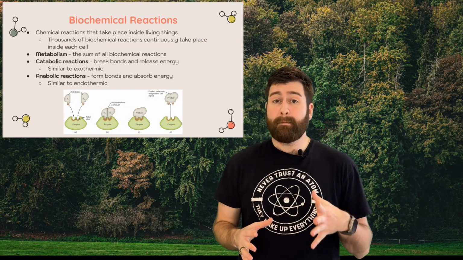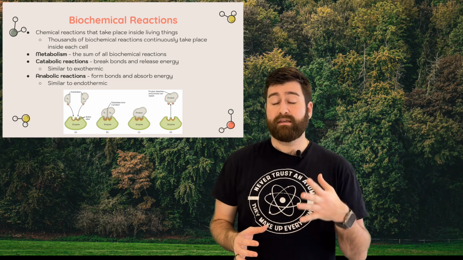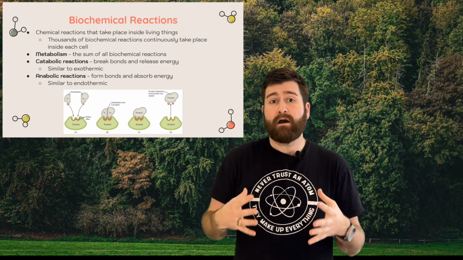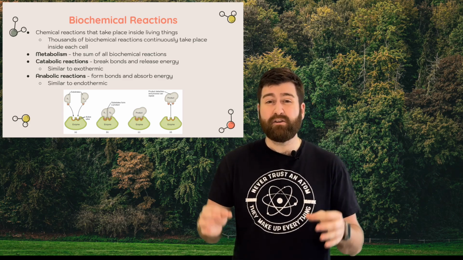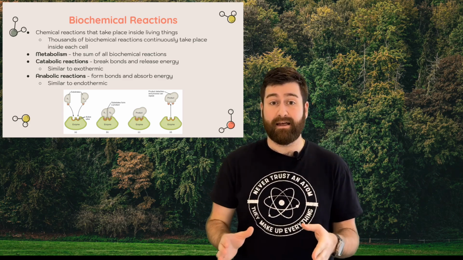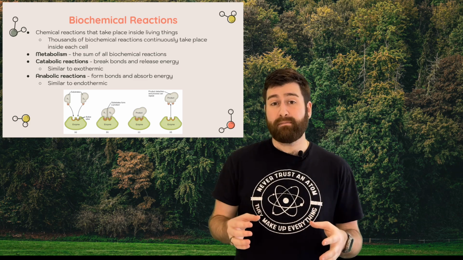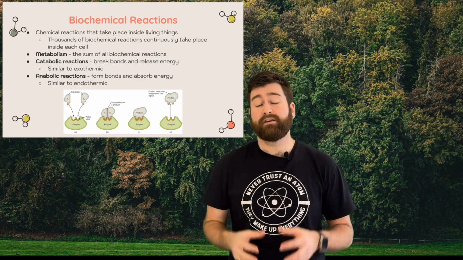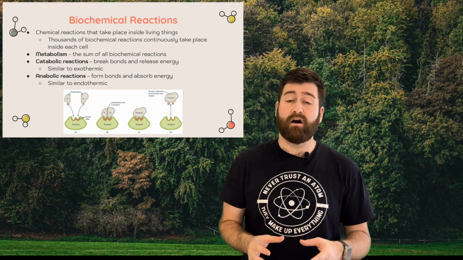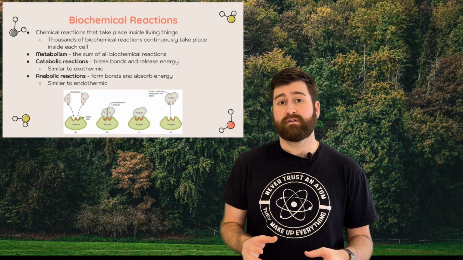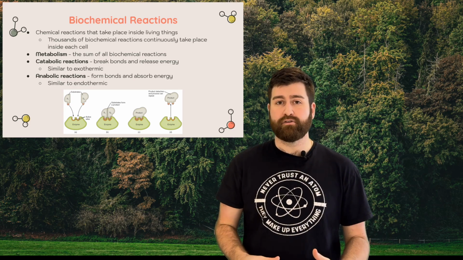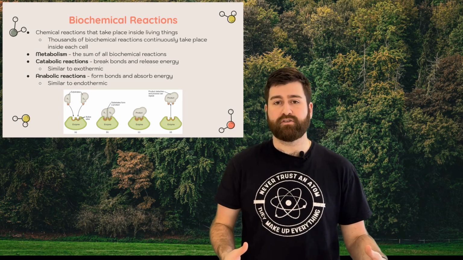All right, next up, biochemical reactions. These are chemical reactions that take place inside living things. And there are thousands of biochemical reactions continuously taking place inside each cell. Metabolism is the sum of all of these biochemical reactions. And you have different types. One type are catabolic reactions. In catabolic reactions, the bonds are broken and release energy, similar to exothermic reactions.